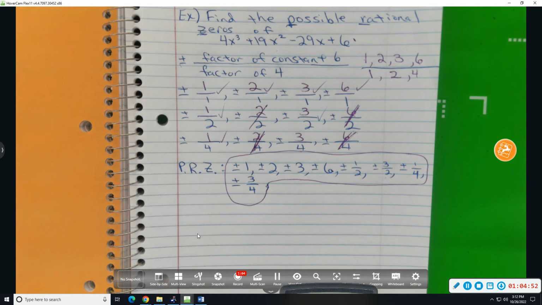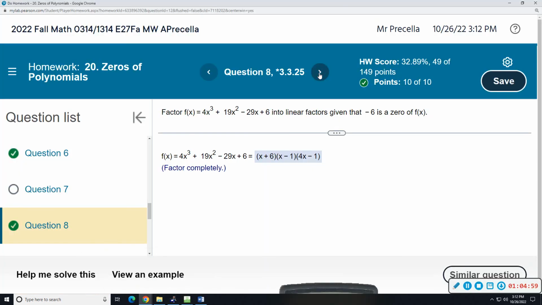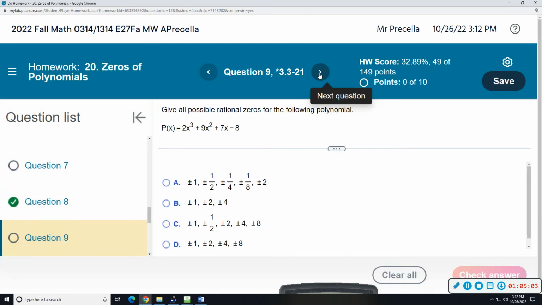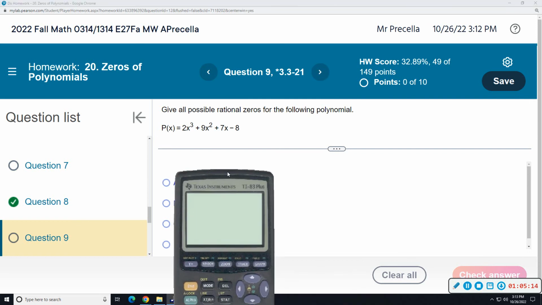Now let's do one of the homework problems. It's multiple choice. It says find the possible rational zero. Well, I like this one better. The numbers are smaller for these. 2x to the third plus 9x squared plus 7x minus 8.